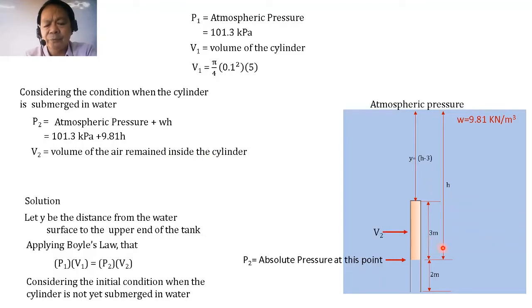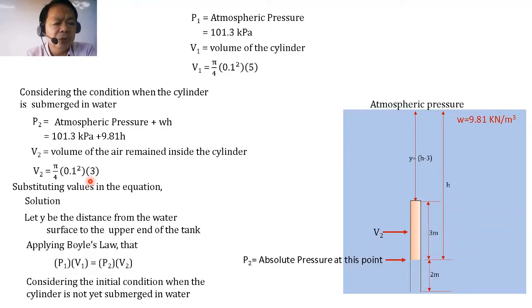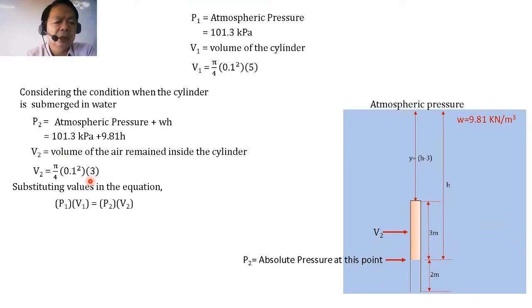Okay, yung V2 na, yung air na tira pagkatapos na pumasok na yung tubig dito, which has a height therefore of 3 meters considering that it is a cylinder, ano, with the same area of the circle and a height equal to 3. So if we will be substituting it here, the volume will be equal to pi over 4 times 0.1 squared multiplied by 3. And if these values will be substituted in our equation for P1V1 equal to P2V2, di ba?